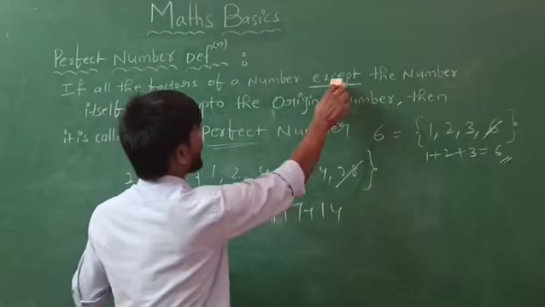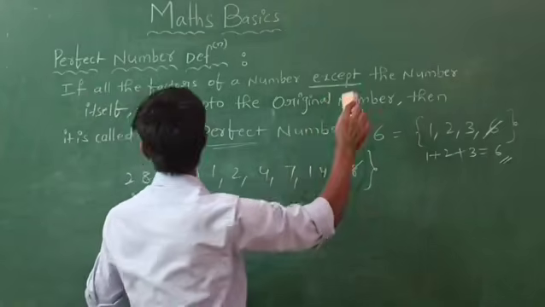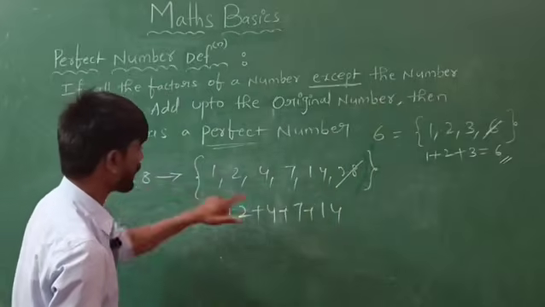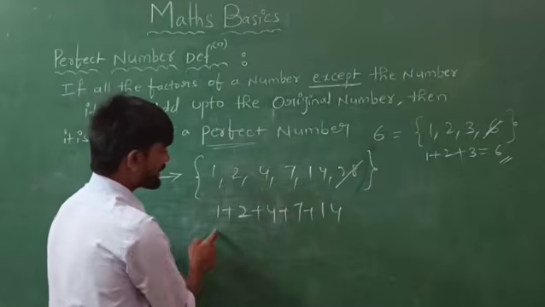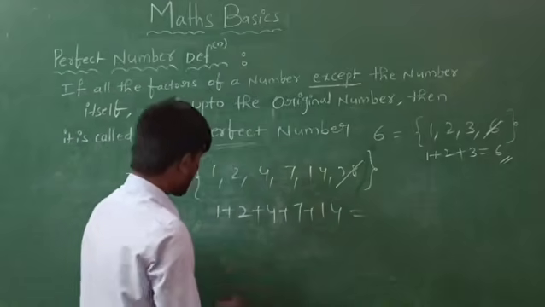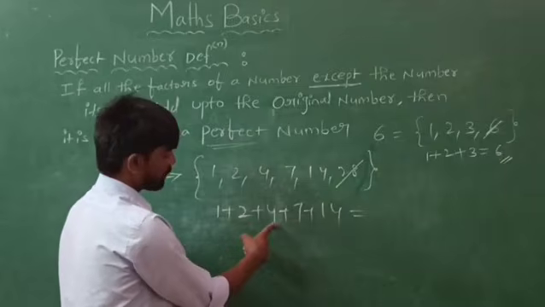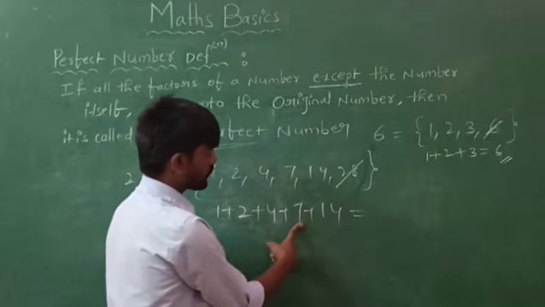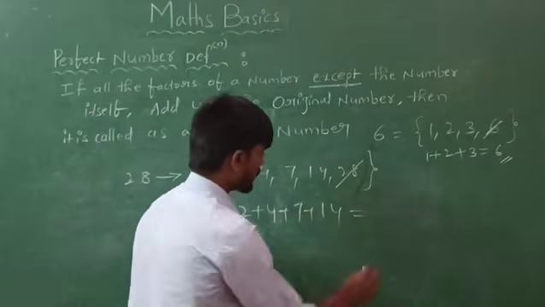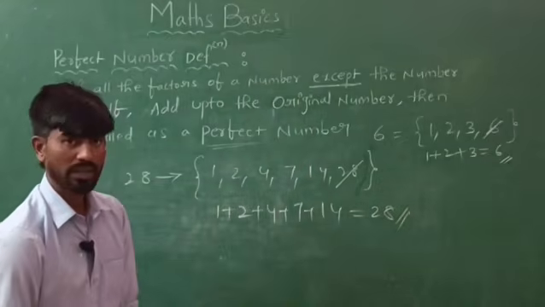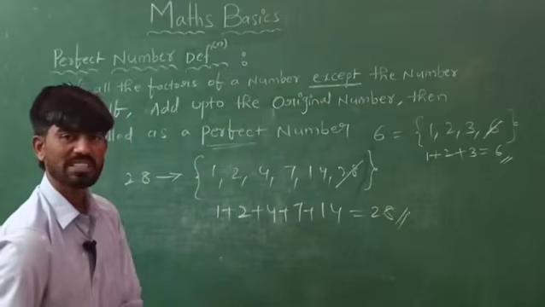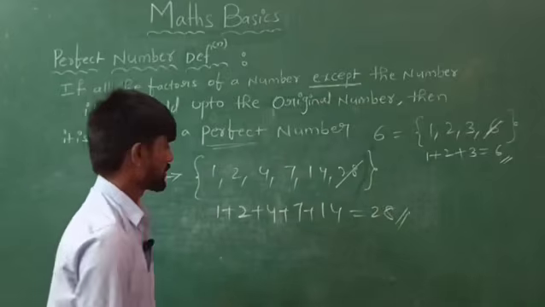I am taking the number itself outside. Here the rest of the numbers, each term I am adding. 1 plus 2 is 3, 3 plus 4 is 7, 7 plus 7 is 14, 14 plus 14 is 28. The same number here replicated. This number is called a perfect number.